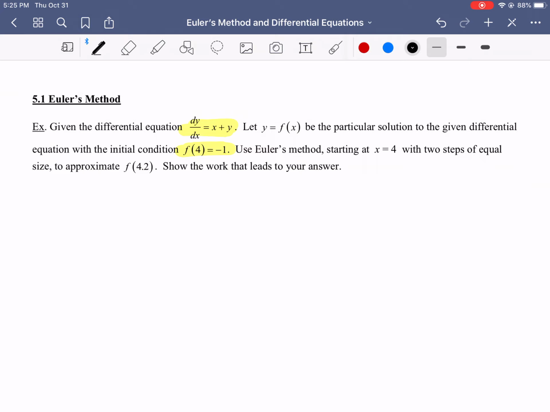So first of all, what we need to do is figure out, if we're going to take 2 steps of equal size and we're going to go from x equals 4 until x equals 4.2, how big does each step need to be? Okay, so I'll let you think about it for a second. If we're taking 2 steps, each time we need to go 0.1. Yes, you're right, 0.1. Delta x is going to equal 0.1. And so that's going to be my delta x.